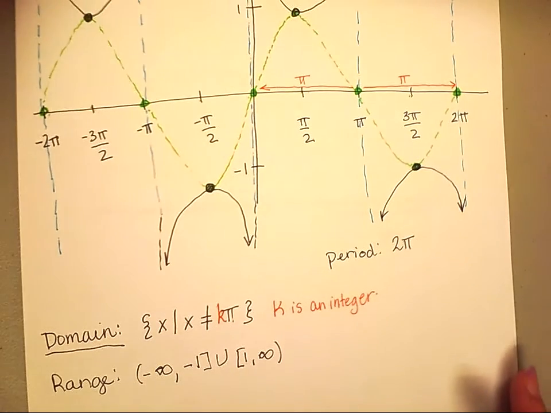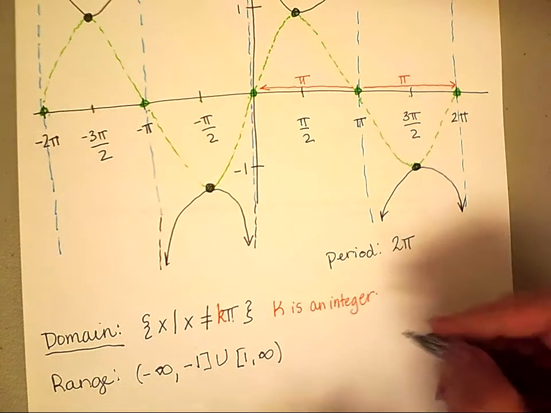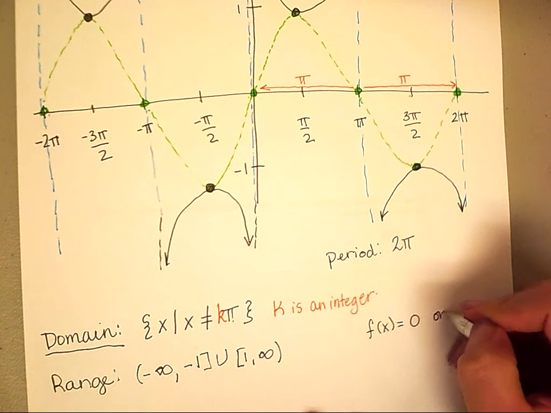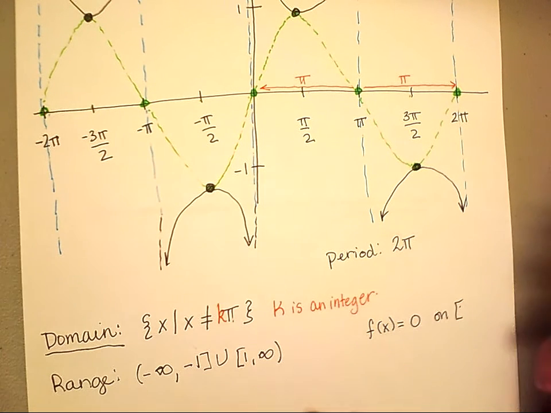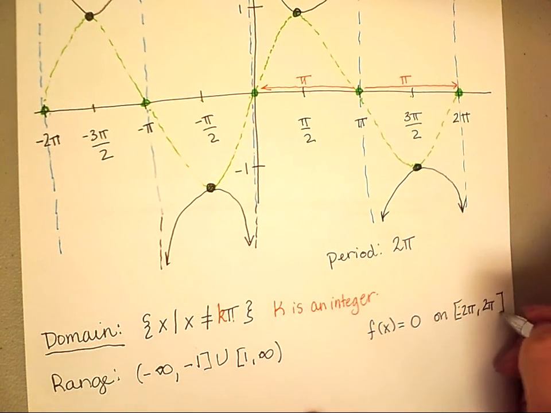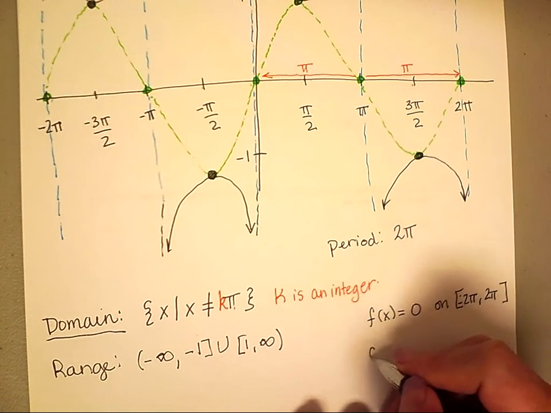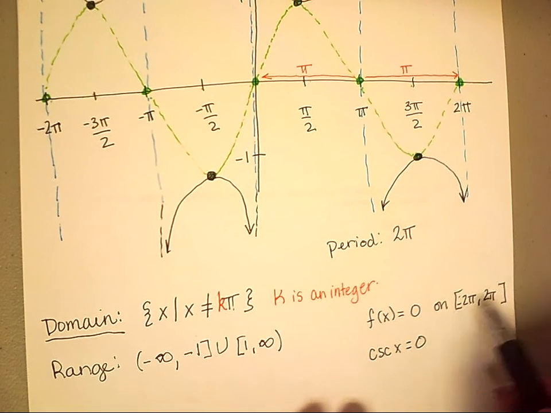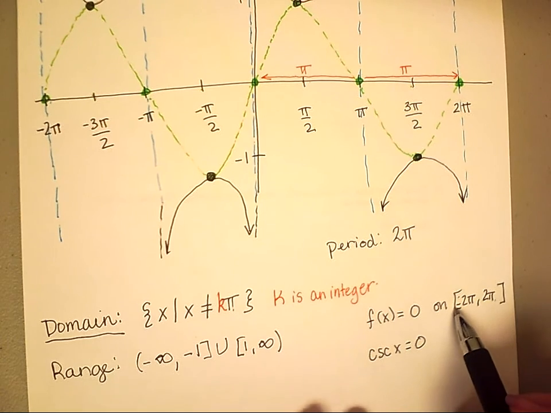Okay, so this is the graph of cosecant. And we could ask ourselves some solving problems. What if I wanted to know where f of x is equal to 0 on, not 0 to 2 pi, negative 2 pi to 2 pi? That is, we're asking where is it that the cosecant of x equals 0 on this interval?